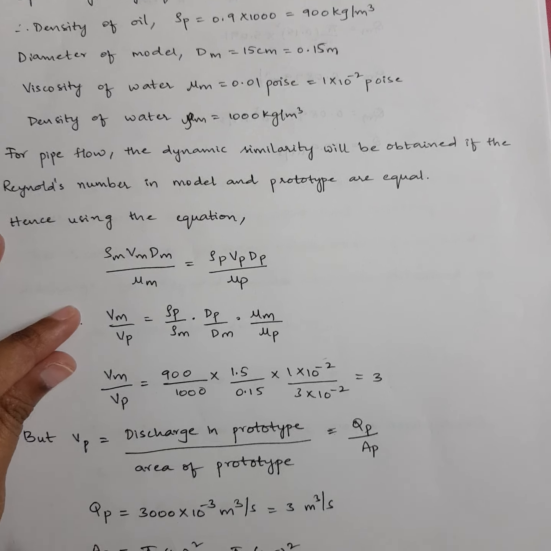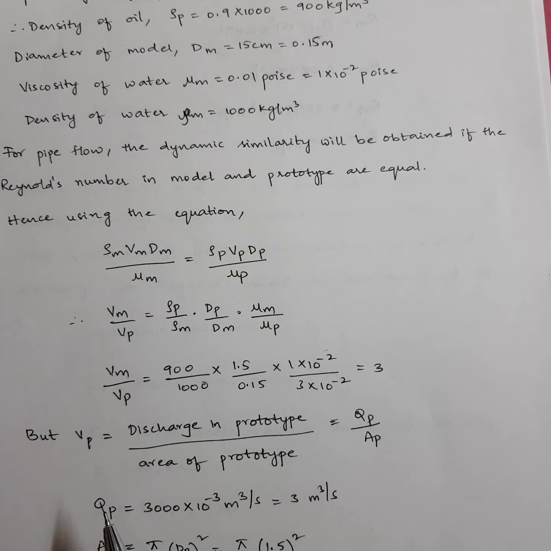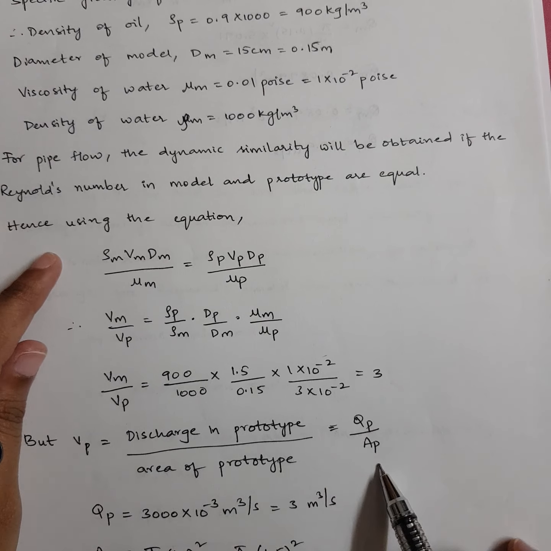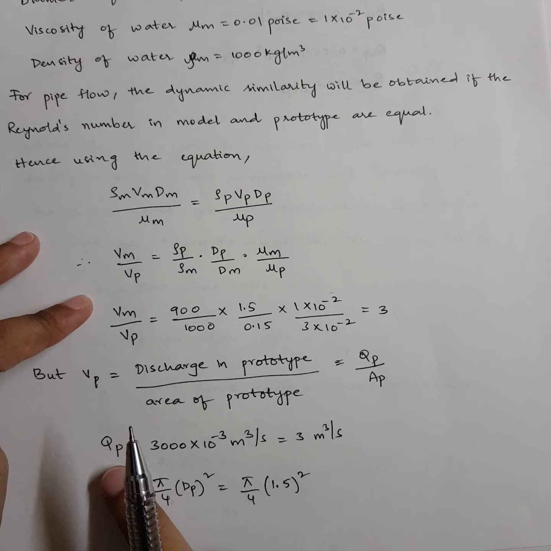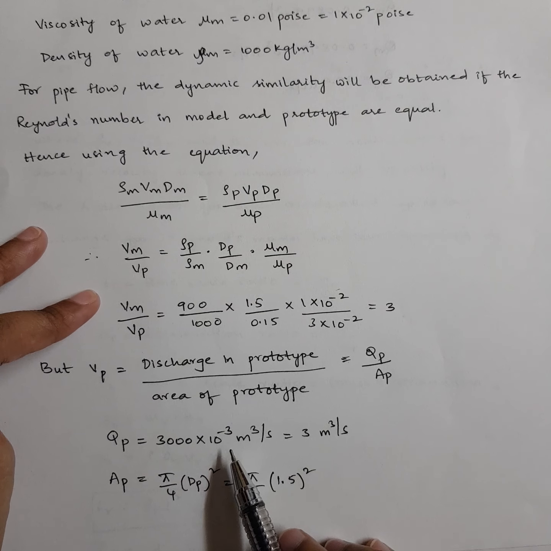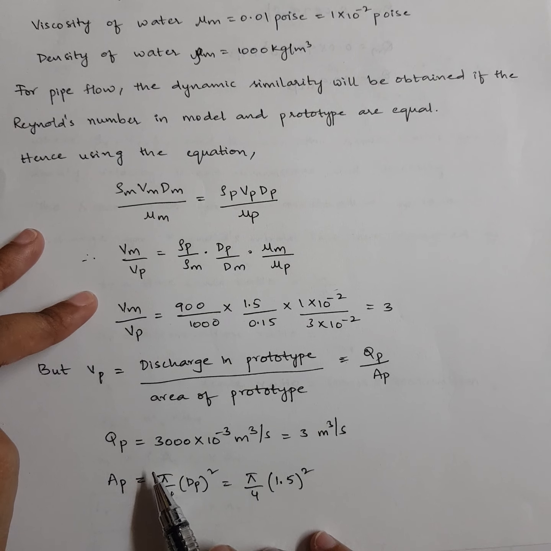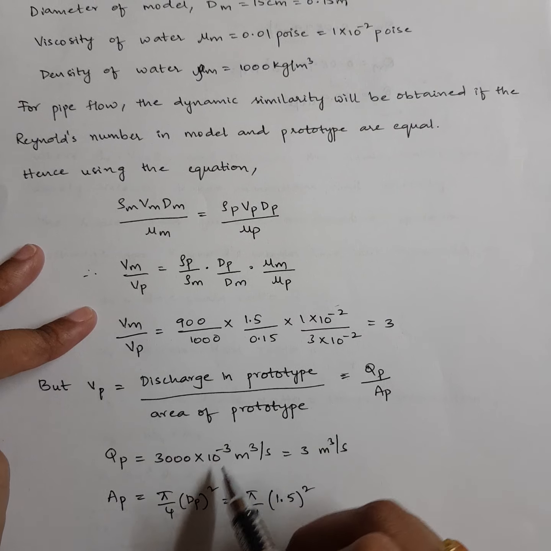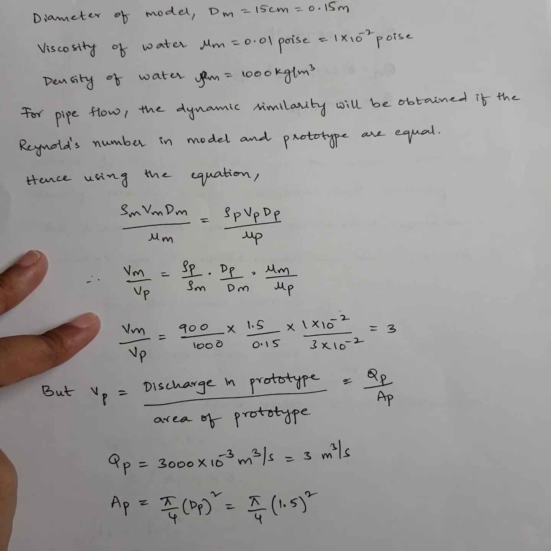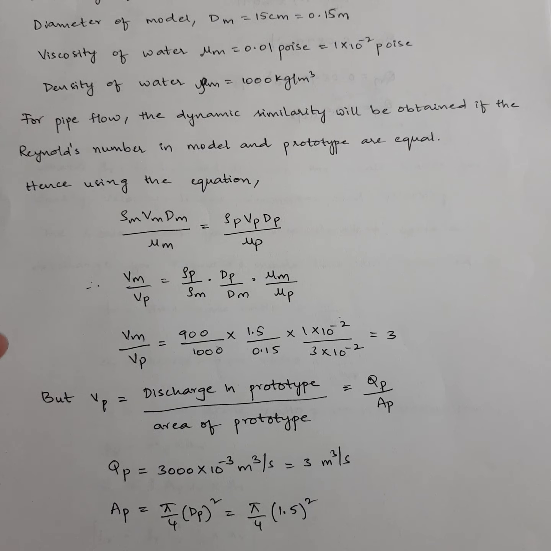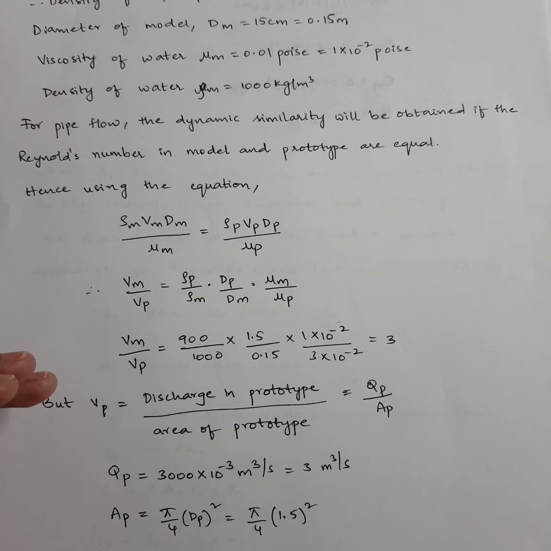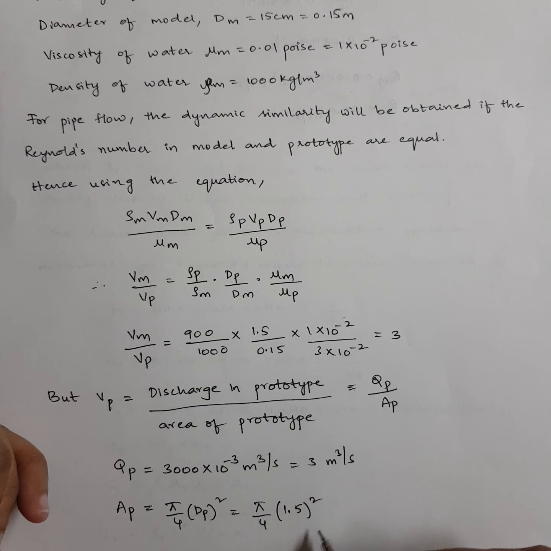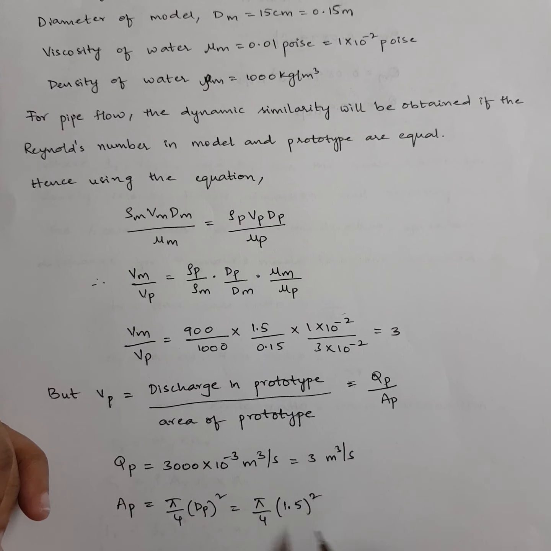Remember this equation. But what is Vp? It is the velocity in the prototype. Velocity can be given by the formula discharge by area, so Qp by Ap. Qp is already given to us in the question, 3000 into 10 power minus 3 meter cube per second. Why? Because it was given as 3000 liter per second. I converted it into meter cube per second, which is 3. Correct? 3000 by 1000 will be 3. Ap we don't know. Let's calculate. How do we calculate the area of the prototype? The diameter of the prototype is given to us, dp 1.5 meters. So directly you can calculate Ap by pi by 4 dp square.